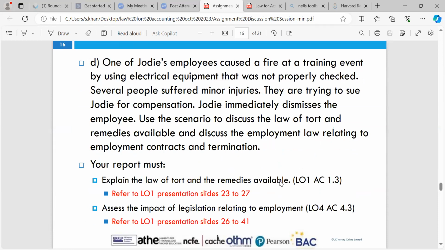Now, learning outcome 1 AC 1.3 and learning outcome 4 AC 4.3 will cover D, okay? One of Jodie's employees caused a fire at a training event by using electrical equipment that was not properly checked. Several people suffered minor injuries. They are trying to sue Jodie for compensation. Jodie immediately dismisses the employee. Use the scenario to discuss the law of tort and remedies available, and discuss the employment law relating to employment contracts and termination. So this is part D, okay?